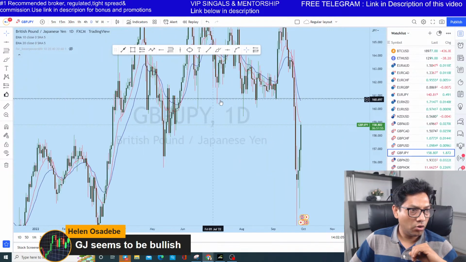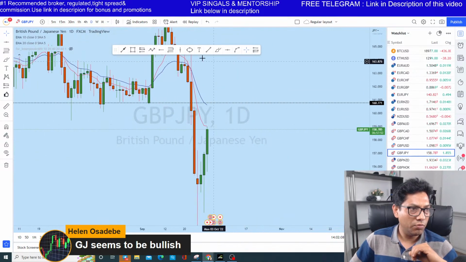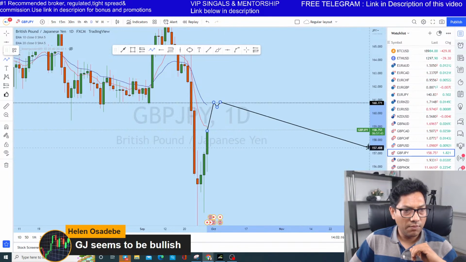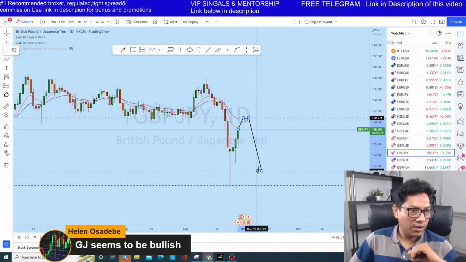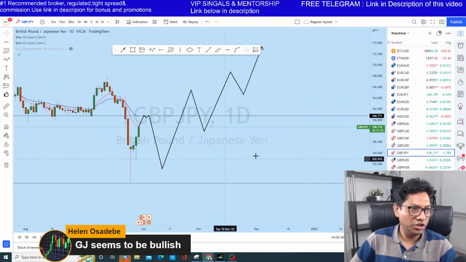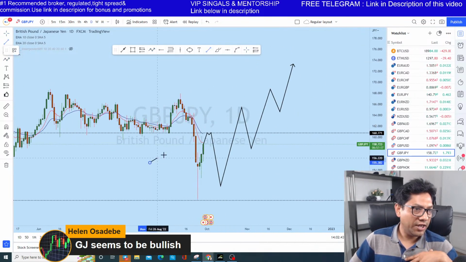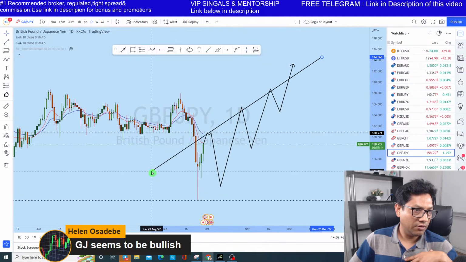First of all, this is a long-term support on the daily. There is a daily 20 period moving average, so the price will go there. Probably on the daily we might see some price action and then we'll come back down along the zone. We'll probably create a higher low like that, and then we'll go up like this. This will be the move, I think, for GJ, and that could be the channel that GJ might create over the long term.